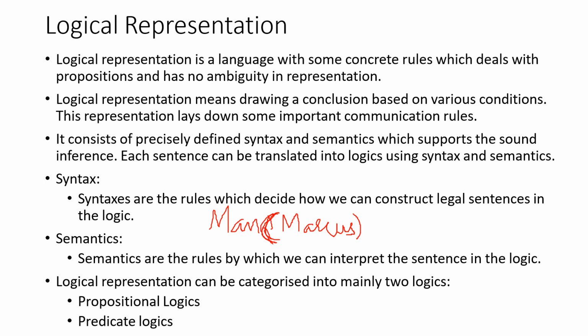There are different types of logical representation, that is propositional logic and predicate logic. We will discuss both in detail in the later slides. So we can say that logical representation is precise and unambiguous, it uses syntax and semantics, and also it supports sound inference. There are two types of logical representation, propositional logic and predicate logic, and we will discuss them in this chapter.